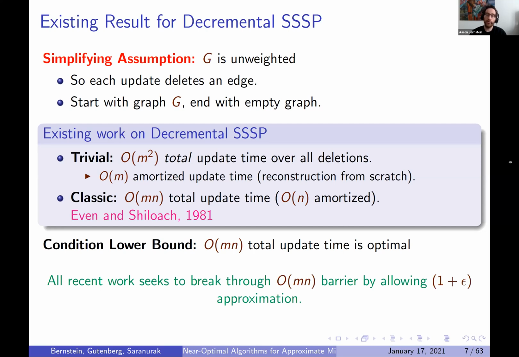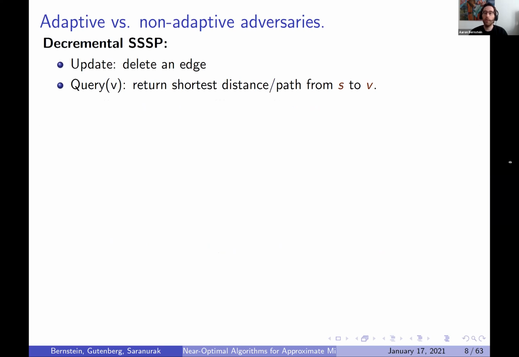In order to break through this mn, recent work has allowed a 1 plus epsilon approximation, because here 1 plus epsilon really will help you break through the lower bound. All right, so I'm about to tell you what's known then with a 1 plus epsilon approximation. But first, I need to distinguish between two kinds of dynamic algorithms.